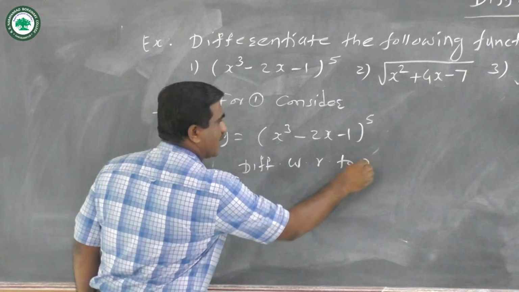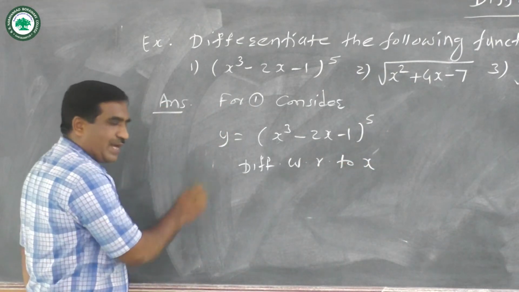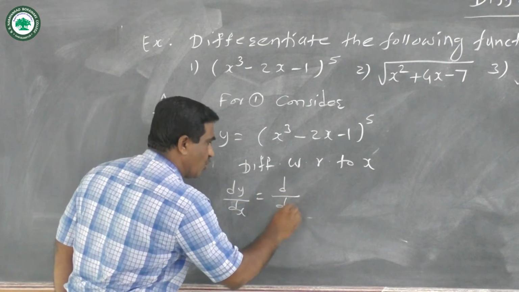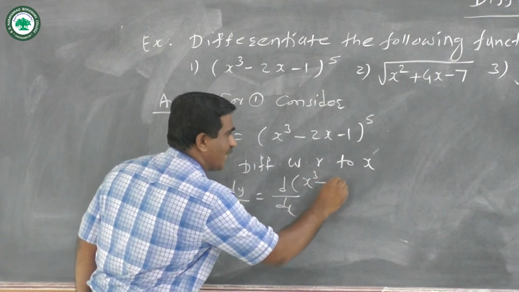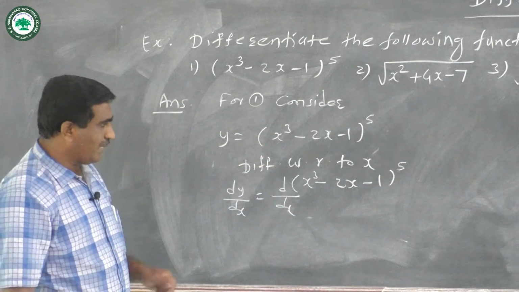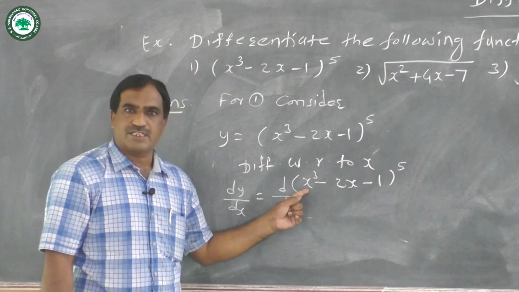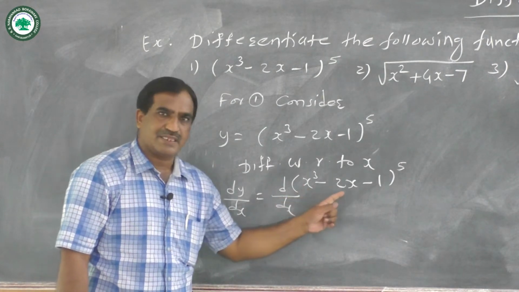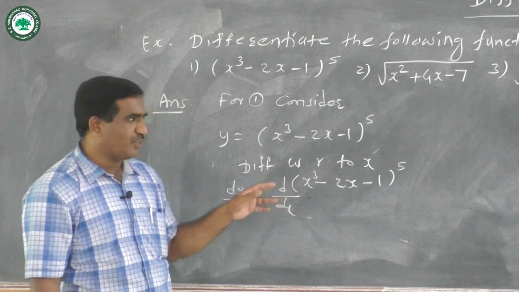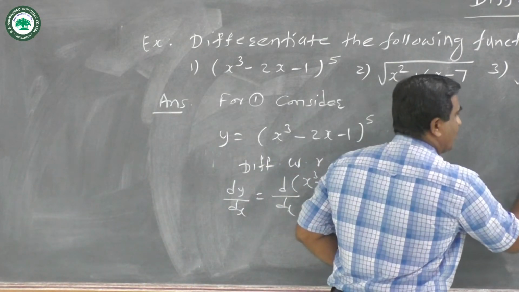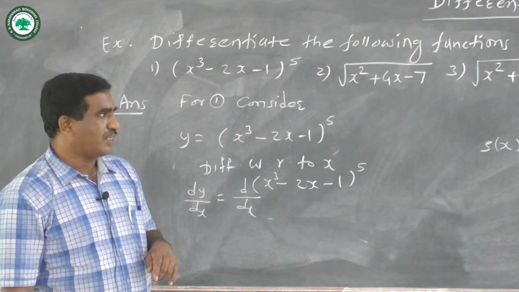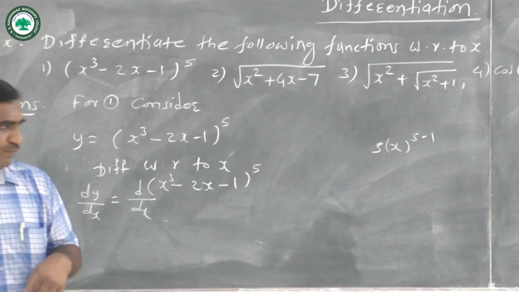with respect to x. Then we can write the derivative of y, dy by dx, equal to d by dx of (x cube minus 2x minus 1) bracket raised to 5. Now here suppose this term x cube minus 2x minus 1 is x. Treat this as x and then find the derivative of x raised to 5. Derivative of x raised to 5 is 5 into x raised to 5 minus 1, that is 5 into x raised to 4.